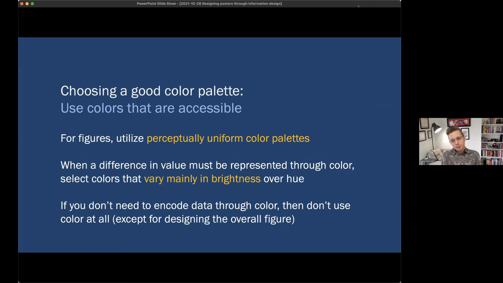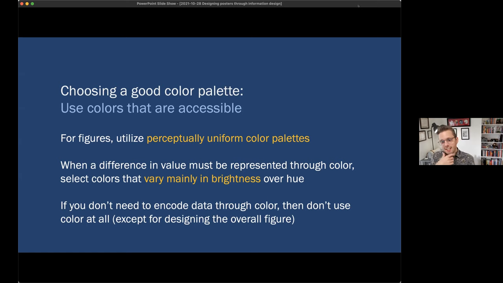So for using colors that are accessible, it's a good idea to utilize perceptually uniform color palettes. I'm going to show a tool in a moment that gives you some examples of these. But a perceptually uniform color palette is a color palette in which every single step in color is perceived in exactly the same way in human perception. So these kinds of color palettes are generally good to use.